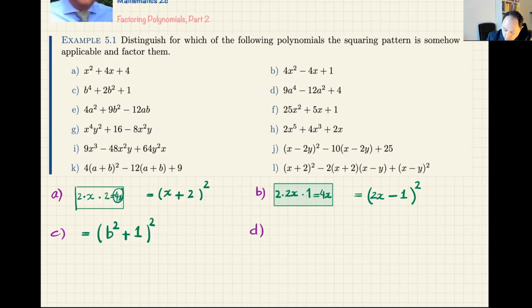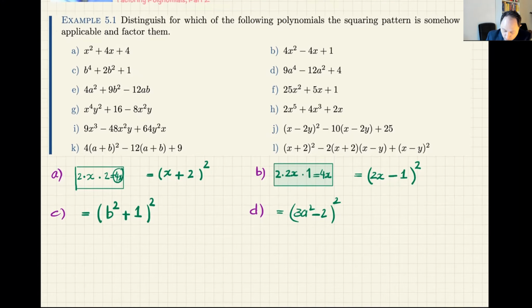So if I want to answer this problem, I put a pair of brackets, power 2, take the square root of this one, which is 3a squared, take the square root of this one, which is 2, but because the middle term is negative, I put a negative sign here.